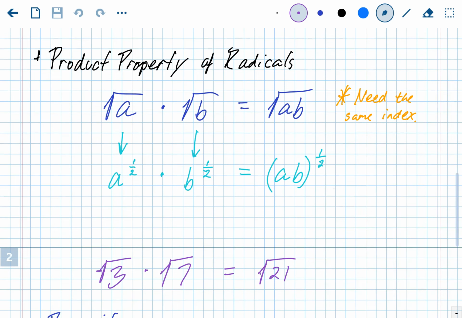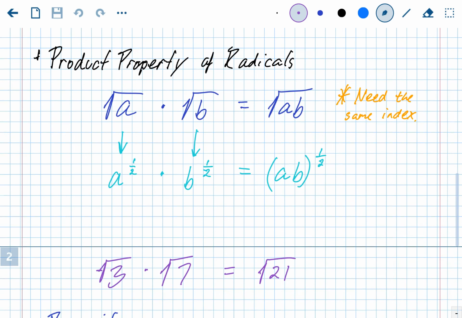All right, so the product property of radicals states that if you have two square roots, or two of any radical with the same index, and you're multiplying them together, well, that's going to equal the radical, or the square root, of the product of the two radicands. Okay, so the two things that are underneath the radical, separately in the first part, can be combined into one product in the second.